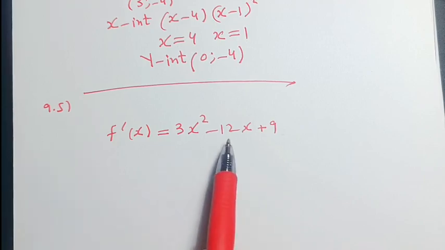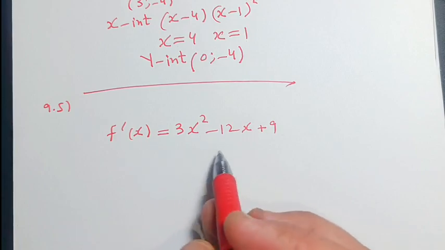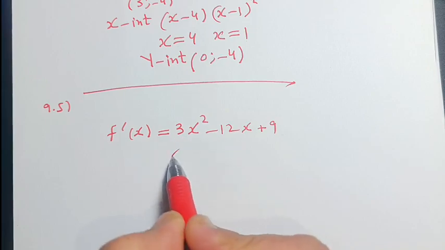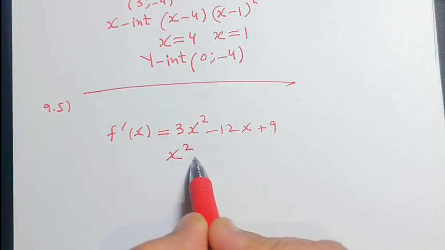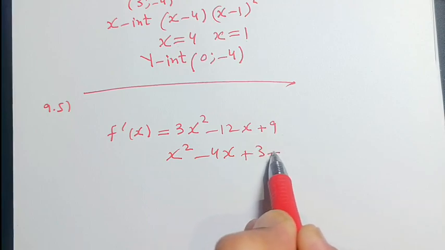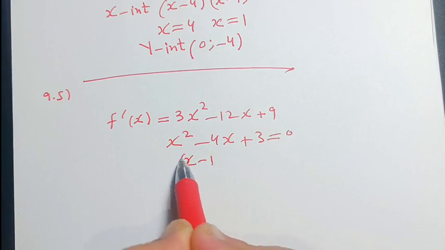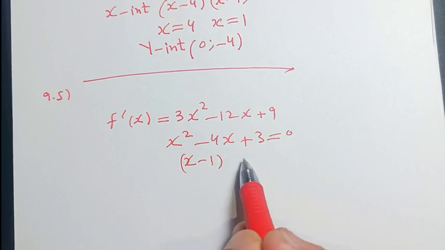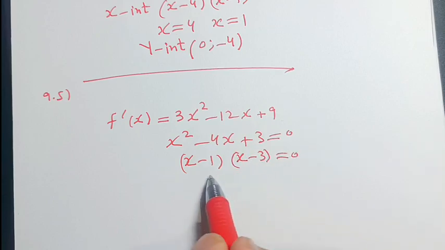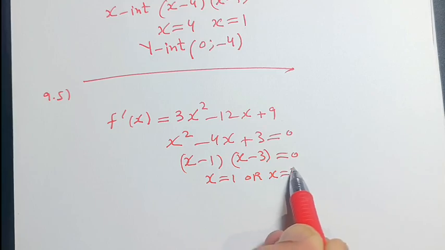Now, if I say I have to multiply this graph by 2, what will happen? This is the first derivative, but it is a parabola. I need to find the x-intercepts. Easy, we found them earlier already. You can divide by 3. It's going to be x squared minus 4x plus 3 is equal to 0. We factorize: (x - 1)(x - 3) is equal to 0. So x equal to 1 or x equal to 3.